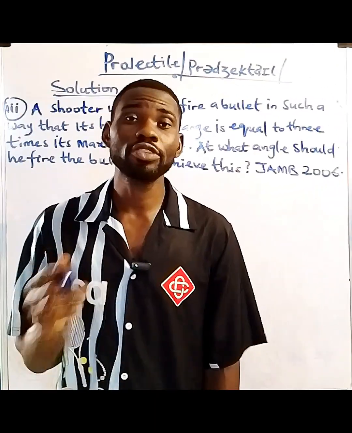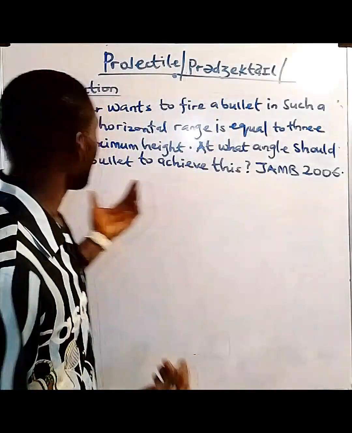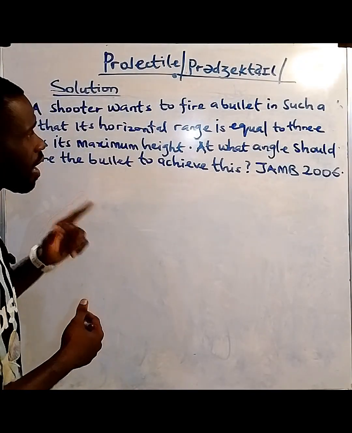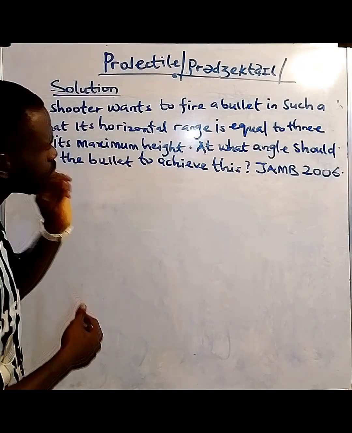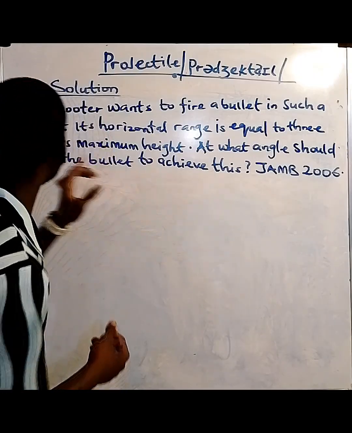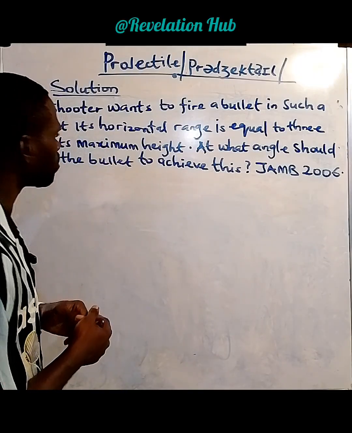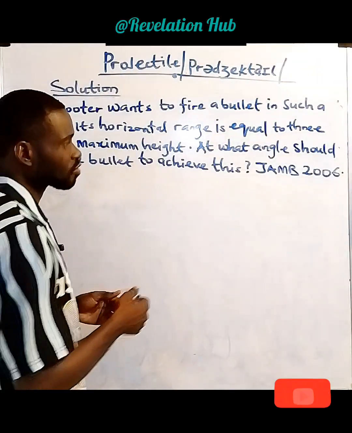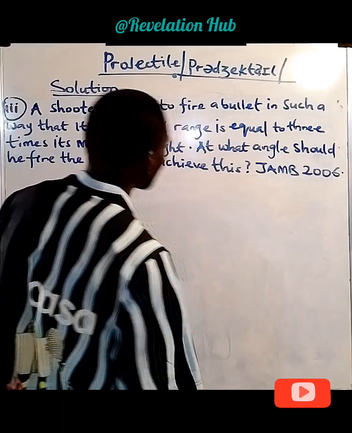Okay, guys, let's quickly do justice to the very penultimate question we're given as a take home. So here, a shooter wants to fire a bullet in such a way that its horizontal range is equal to 3 times its maximum height. At what angle should it fire the bullet to achieve this? Now, this question was given to some JAM students in the year 2006. So how do we solve this?